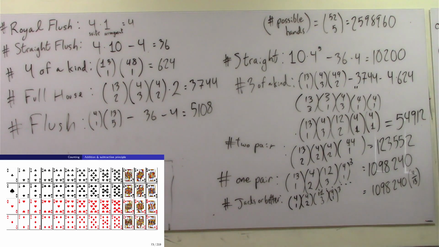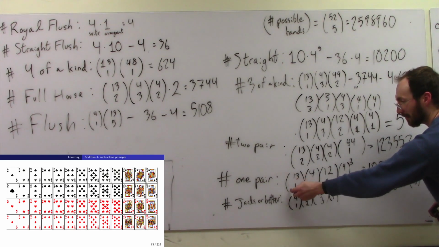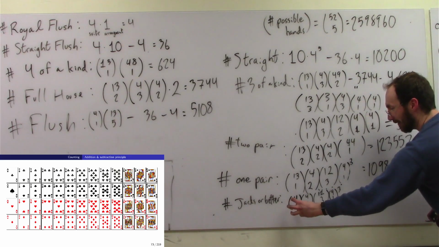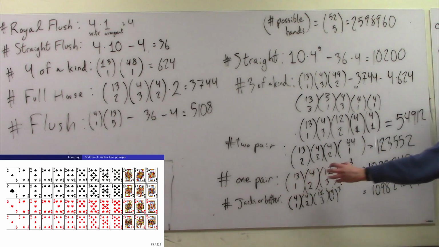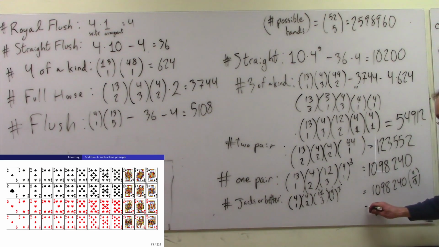What's the number above? Like 300,000 and change. What's nice about the difference between the number of one pairs and the number of jacks or better is sort of just an added little bonus here: the only thing different is this 13 choose 1 and this 4 choose 1. Everything else has stayed the same. 4 choose 1 is 4, 13 choose 1 is 13. So jacks or better is just 4 13ths of what we had originally.